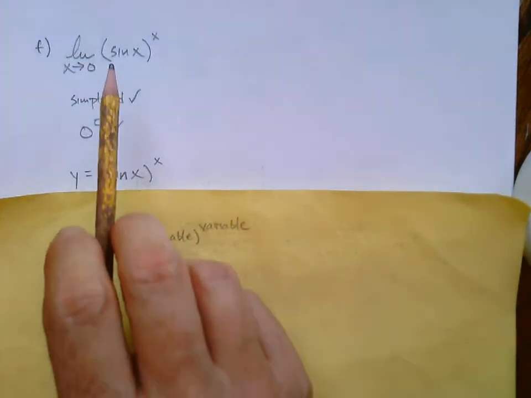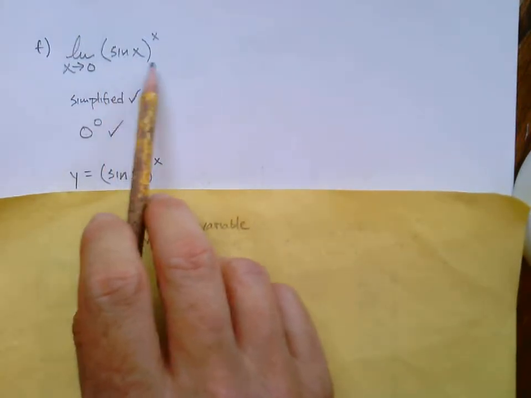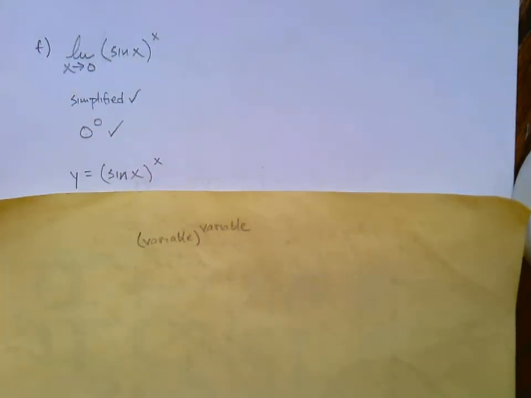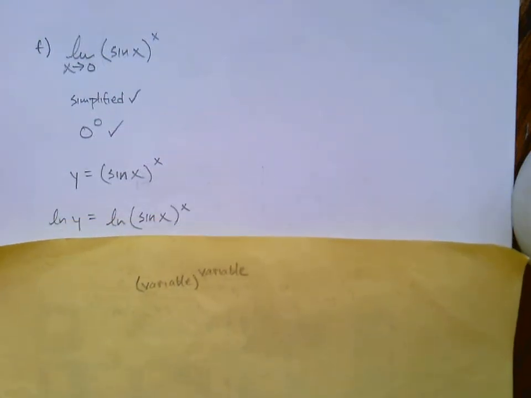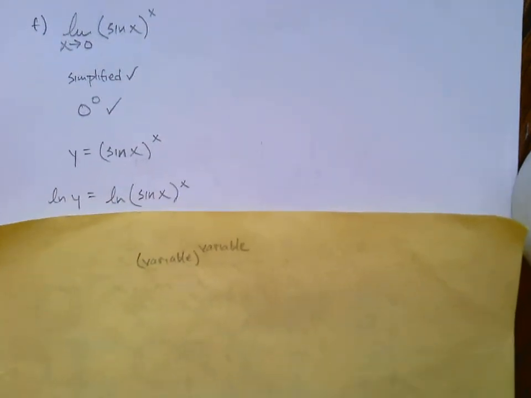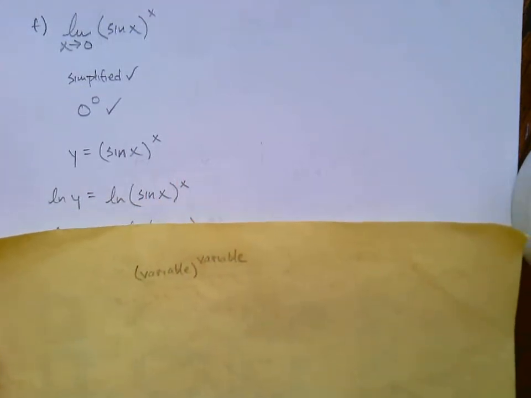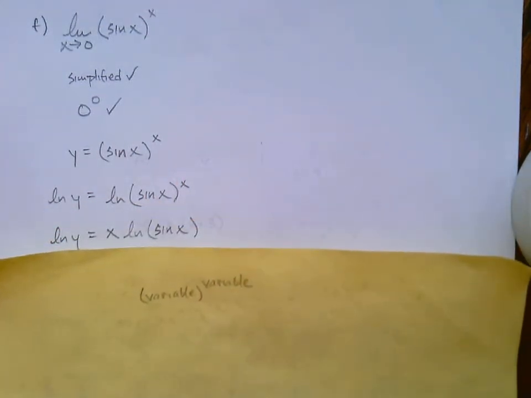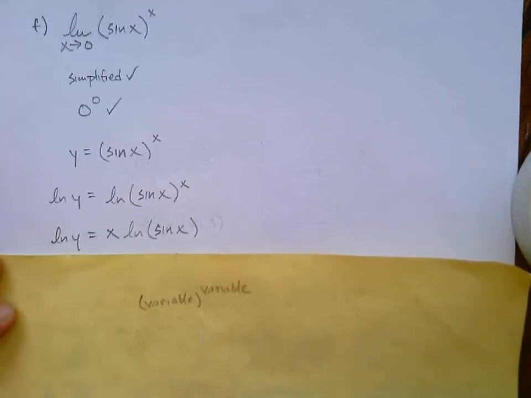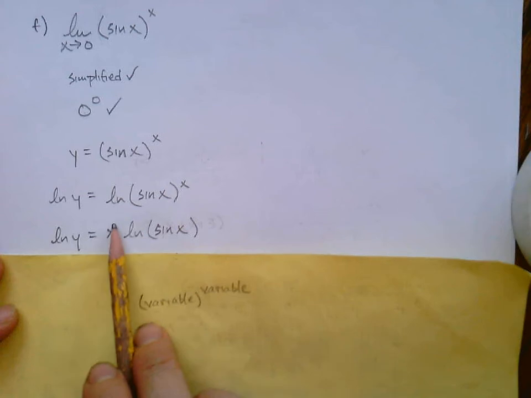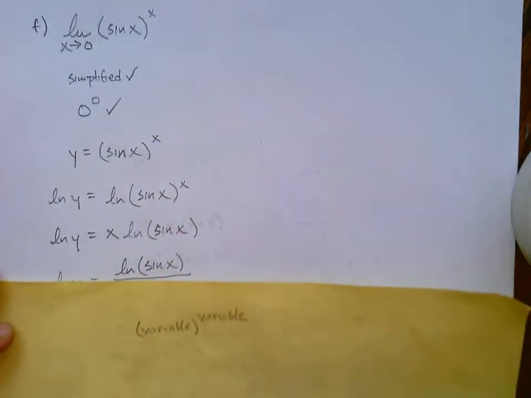Think of what's happening right there. Just call it y, right? Y equals the sine of x raised to the x, okay? Then, just like before with logarithmic differentiation, take the natural log of both sides, okay? And then that will allow us to move this x down in front like that. And then, once it's moved down in front like this, then we can rewrite this as a ratio.